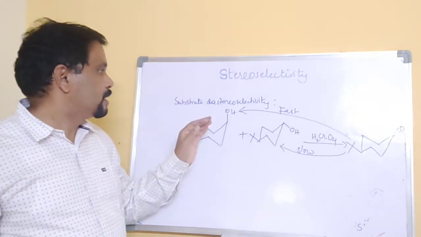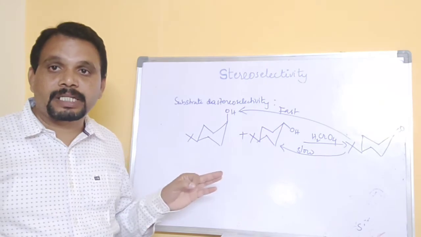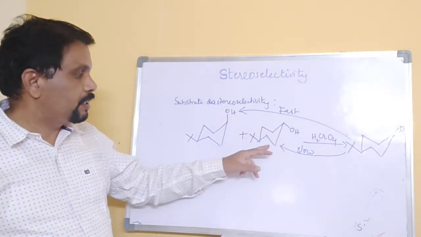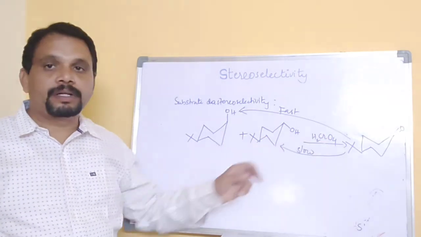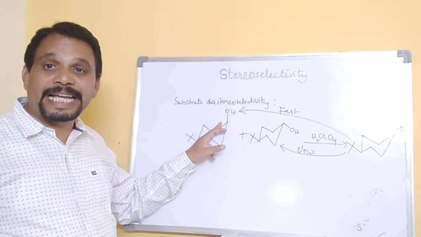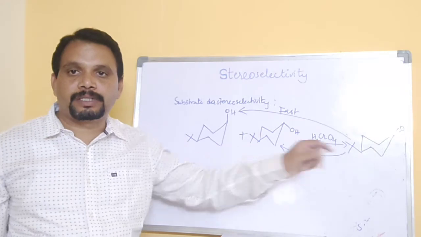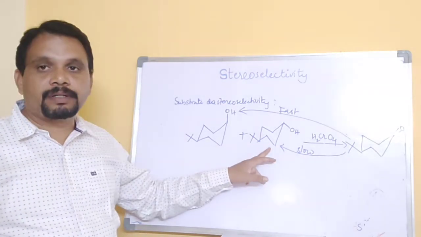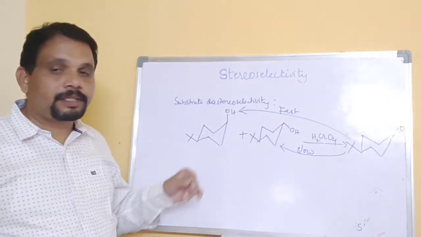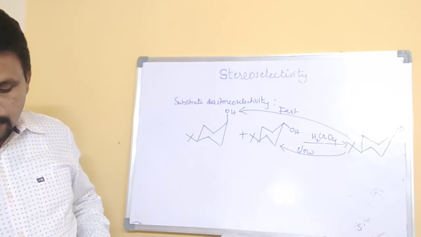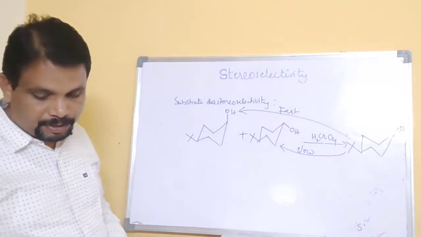This is about substrate diastereoselective reaction. So in this mixture of two substrates, if you react with this reagent, this diastereomer reacts fast and forms this product compared to this one. That's how you can separate this isomer from this. So this is one example of substrate diastereoselectivity.